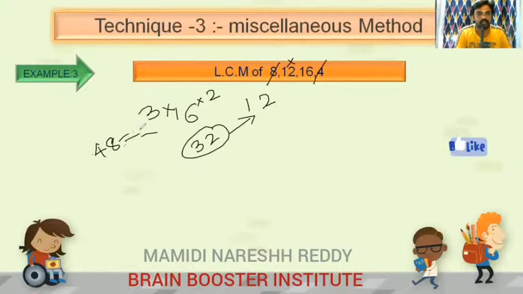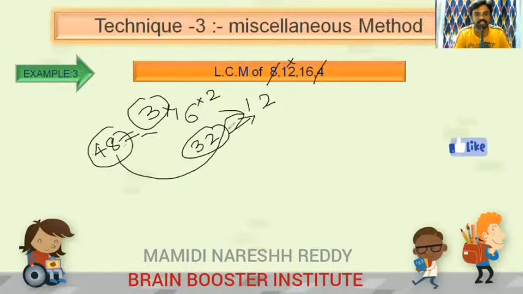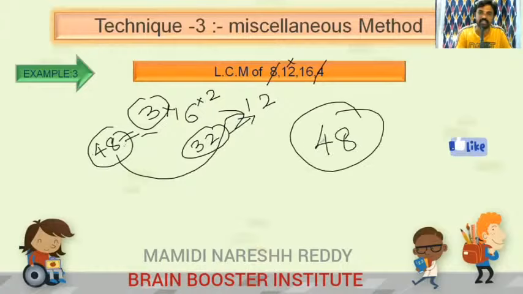By trying 3, we got 48, and we check whether it is a multiple of 12 or not. Yes, exactly, it is a multiple of 12: 12 fours are 48. So 48 is a multiple of 16 and a multiple of 12, so it is the least common multiple of 16 and 12. The final answer is that 48 is the least common multiple of the given four numbers: 8, 12, 16, and 4.